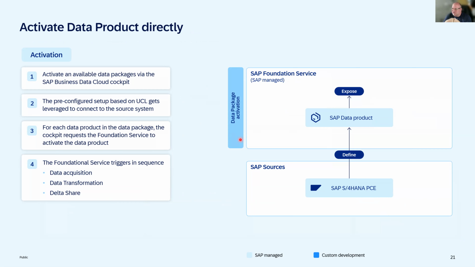So first, if you start activating a data product, you identified it in the catalog and you want to use it, right? So this pre-configured setup based on the unified customer landscape leverages really the source connection. In this case here, the source connection to your S4HANA PCE system, which is part of the overall Business Data Cloud setup, right? And then for each data product in the package, the cockpit requests the installation, which means the definition of the data product is being placed in this foundational service piece, right? And after the metadata is there, the whole data acquisition transformation processes are starting to run. And once that's finished, you will see a green light in the cockpit, means that the data product is now fully available and can be used via the Delta Share protocol. And so this is if you want to activate individual data packages on their own.